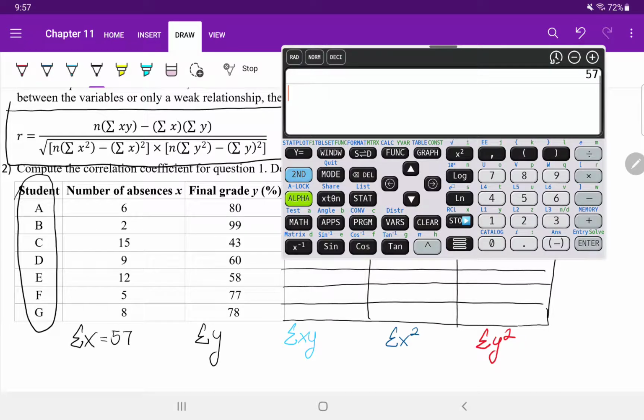Now let's find the sum of y. 80 plus 99 plus 43 plus 60 plus 58 plus 77 plus 78. Let me double check that to make sure I did this correctly. 80 plus 99 plus 43 plus 60 plus 58 plus 77 plus 78. That is 495.